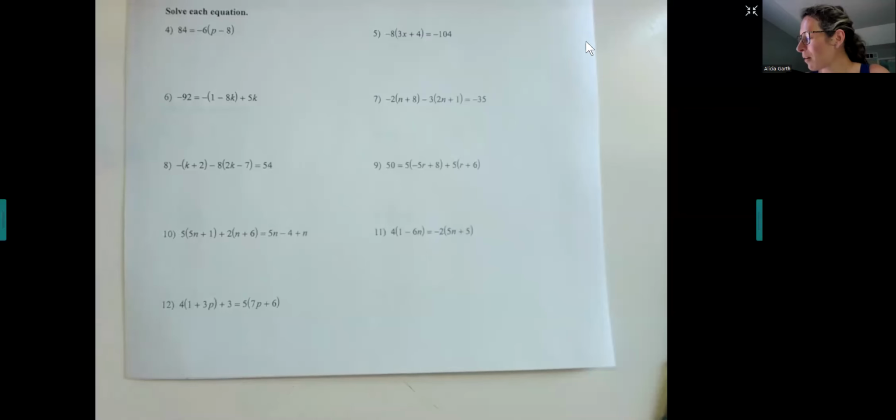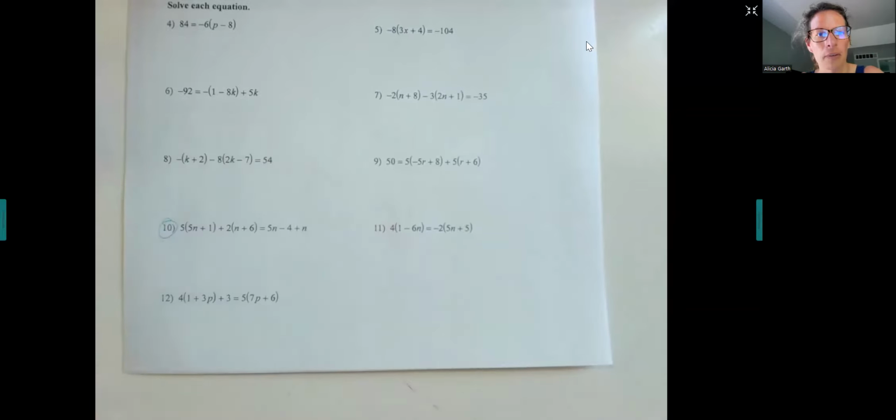Welcome to week 7. We are almost time to start school. We are reviewing solving equations. We're going to look at number 10. Looks like the most fun to me, so we're going to do number 10 together.